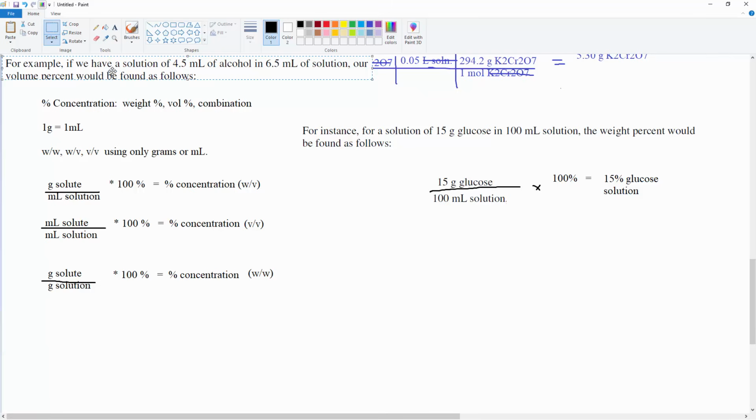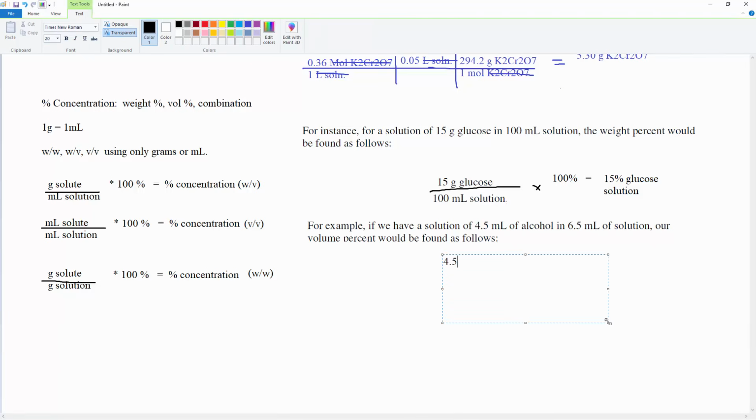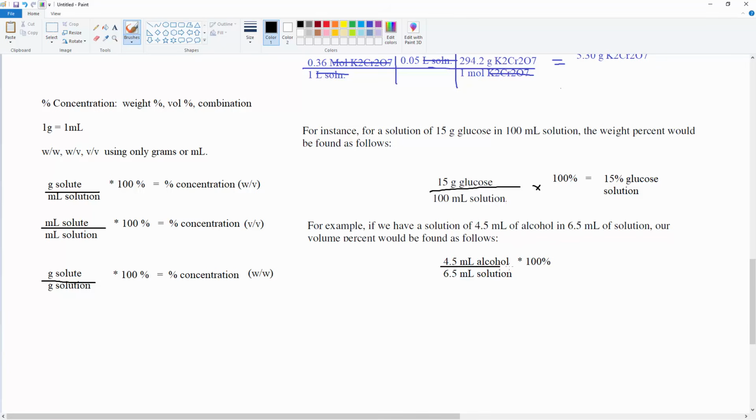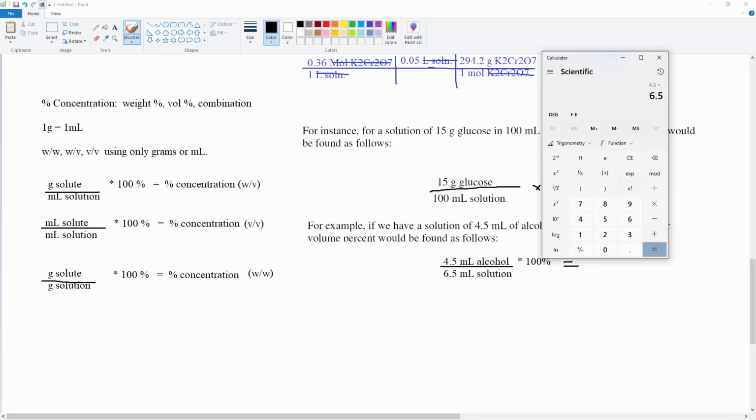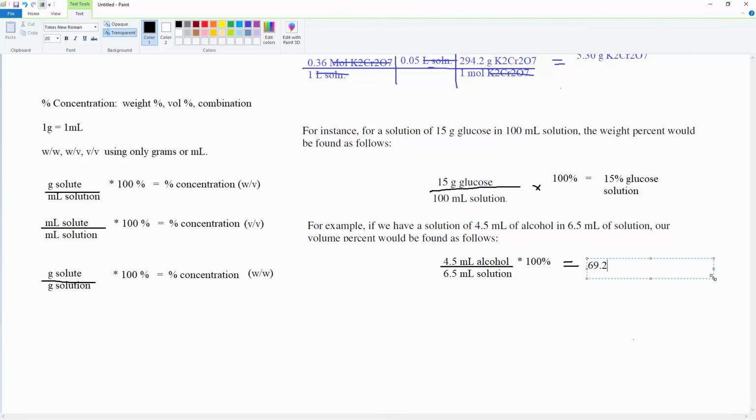Moving on here. If we have, again, alcohol is liquid, so it would make more sense to measure that in milliliters because they're both in milliliters, they're both comparable. Then I can say, okay, 4.5 milliliters alcohol in 6.5 milliliters solution. Multiply that by 100% to see what concentration that is. So that's a 69.2% alcohol solution. Does that make sense?